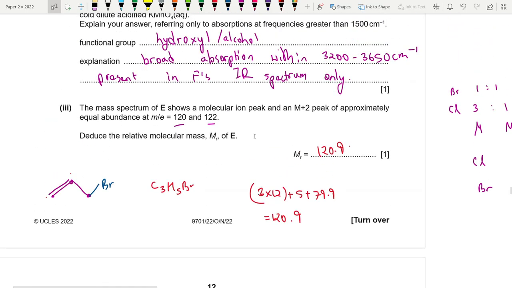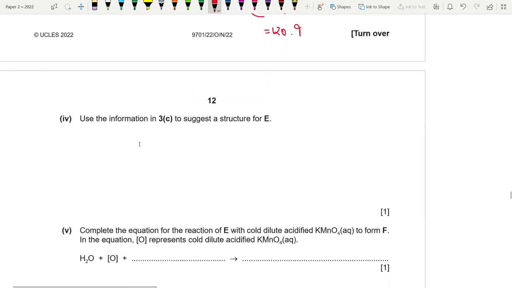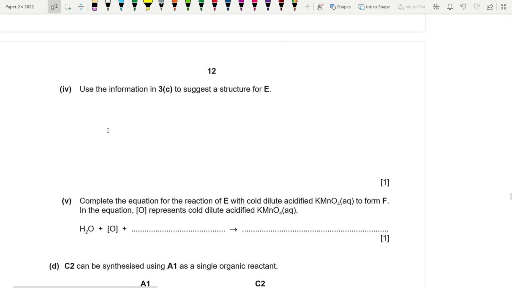Also, there was another way. You know that bromine exists in a 50-50 ratio. So it would be 50% of 120 plus 50% of 122, right? That works as well. 0.5 times 122 plus 0.5 times 120 gives you an answer of 121. That was accepted as well, but this was the elite way, the way I did it. Anyway, use the information to suggest a structure for E.